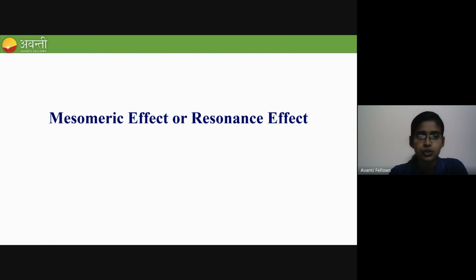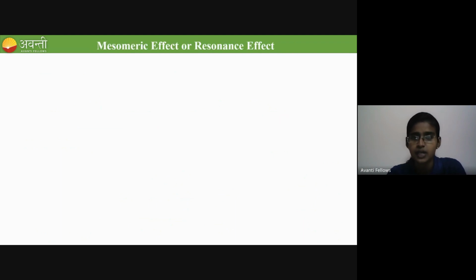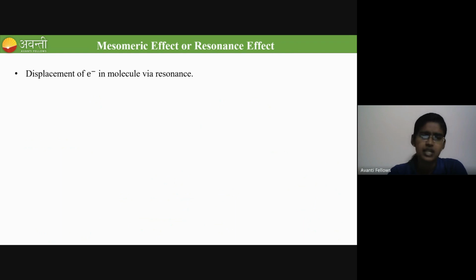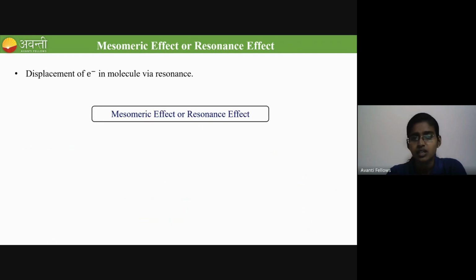Now coming to the mesomeric effect or resonance effect. So far we have discussed the resonance. Now I'll tell you what is resonance effect. Resonance effect is otherwise called mesomeric effect. Now the displacement or delocalization of electrons in a molecule through resonance is called resonance effect. It has 2 names, one is mesomeric and the other one is resonance.